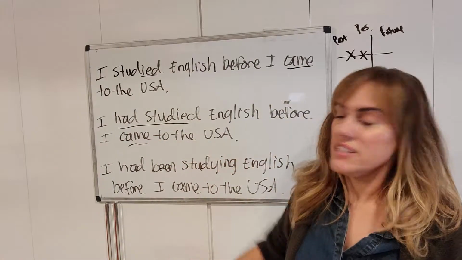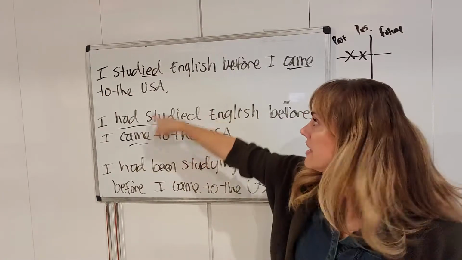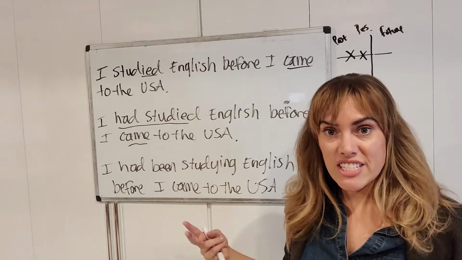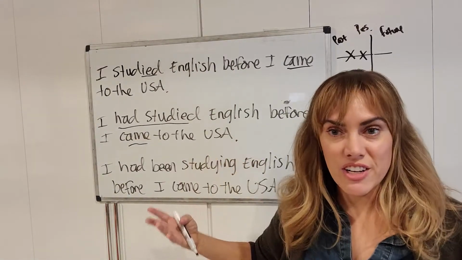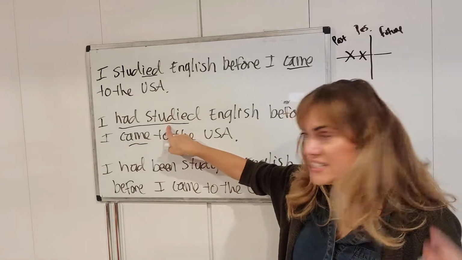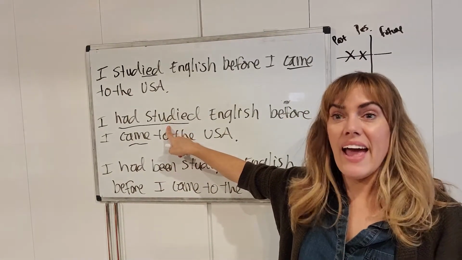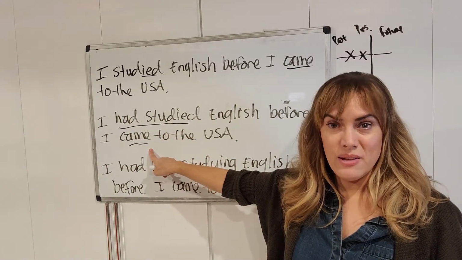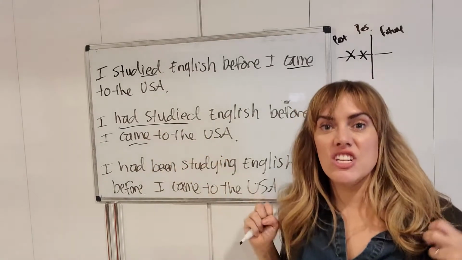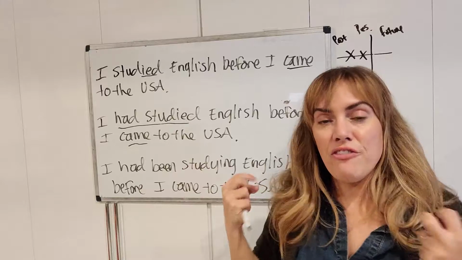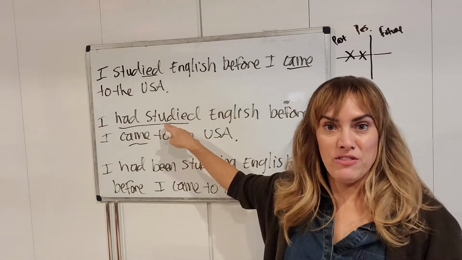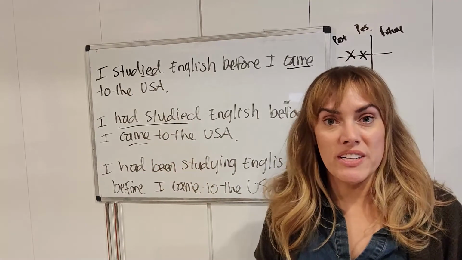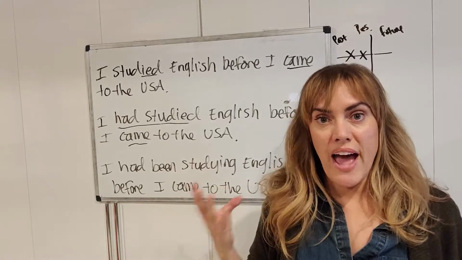But check out the difference. Here I'm using the past perfect. Here I'm using the simple past. It's much more clear to the listener, to the reader, to the speaker, to everyone that this action happened and finished before this action. Why? Because we're using the past perfect. It just emphasizes the fact that this one happened first. And that's why we use it. So sometimes it's really important to emphasize which one happened first.